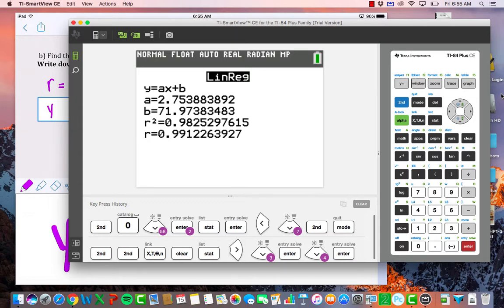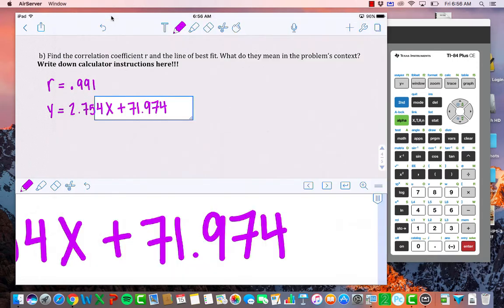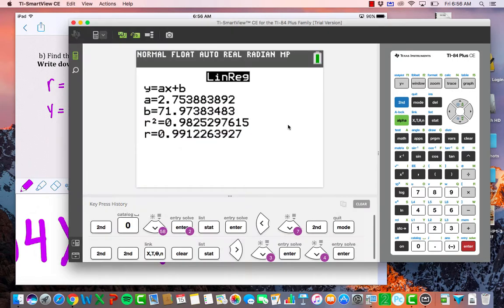And the line that it gave me that we can use to mathematically model this data is y equals 2.754x, I'm always rounding to the thousandths place, we're going to do the thousandths place a lot in this class, plus b, which is 71.974, to look something like this. So again, if you need to look over those key logs, you can pause the video and look them over for right now. Otherwise, we're going to move on.